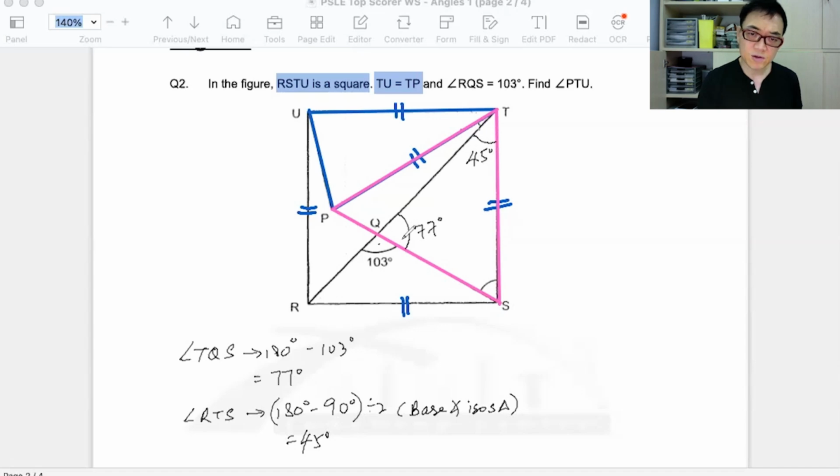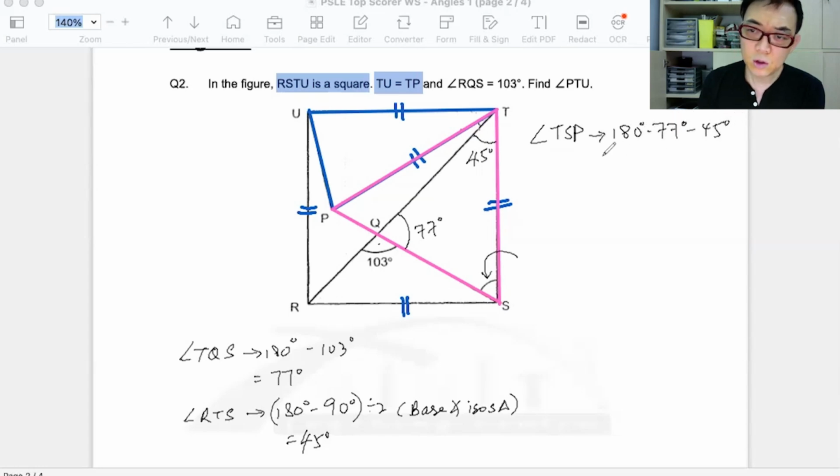So you got 45 here, you got 77 here. Next, I'm going to find this angle here. This angle can be found by using angle sum of triangle, right? Very good. And which angles do I subtract? Anyone wants to try? Very good. So by taking away these 2 angles, it allows me to find the angle over here because it's in a triangle. So let me finish. So angle TSP will be 180 minus 77 minus 45. Rule, if you want to know, is angle sum of triangle. That will give you 58 degrees.